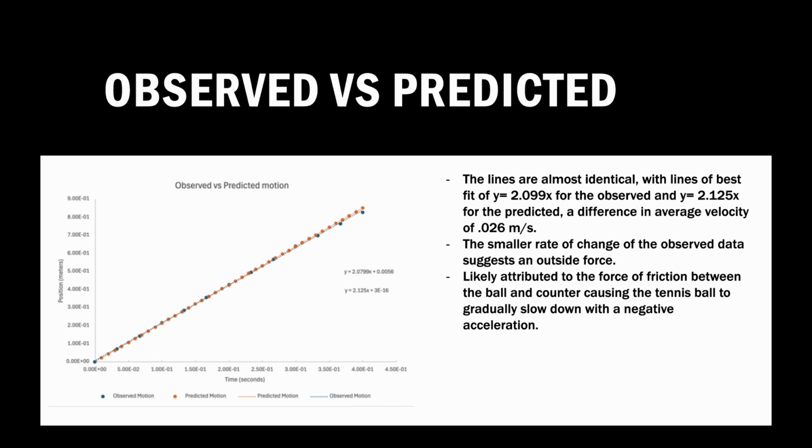0.026 meters per second. And so the smaller slope is the observed data. And so this suggests that there is an outside force that is slowing this velocity down. And so this is shown. The lines are very, very similar, and then it deviates slightly. The observed data slowly has a slower slope. And so this is attributed to the force of friction between the ball and the counter, causing the tennis ball to gradually slow down with a negative acceleration.